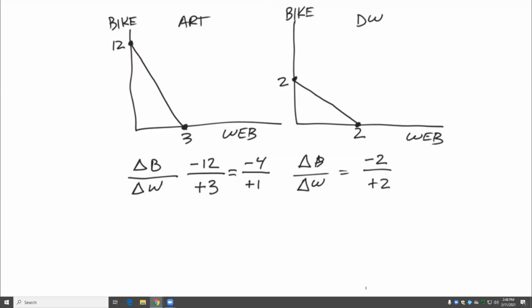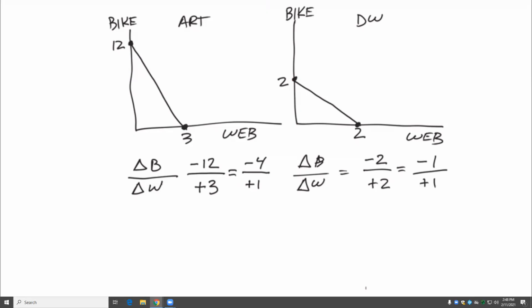We do the same thing for DW. Minus 2 divided by 2 is minus 1. Put in a plus 1 in the denominator, because when you divide anything through, the denominator is going to be a 1. And that helps us analyze it a little bit. So 1 web page costs DW 1 bike repair. Now it does jump out at us.